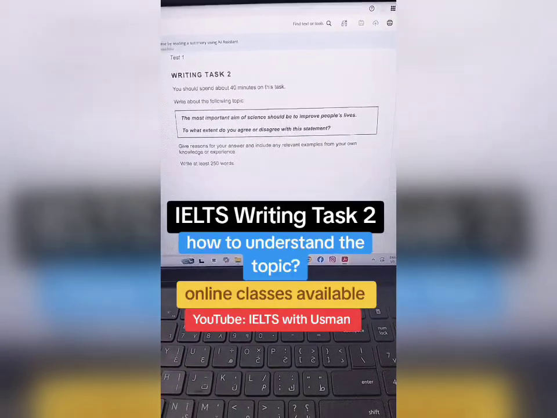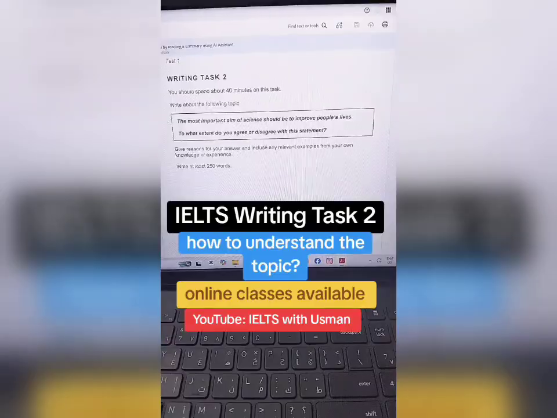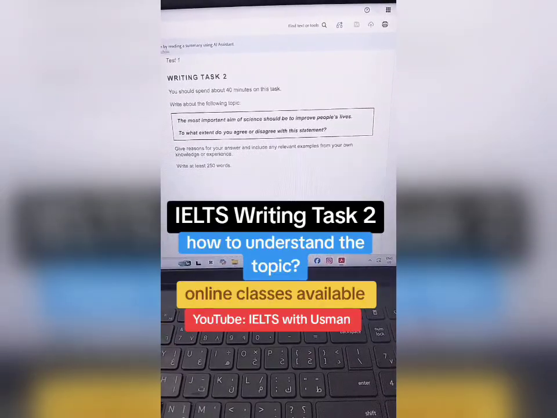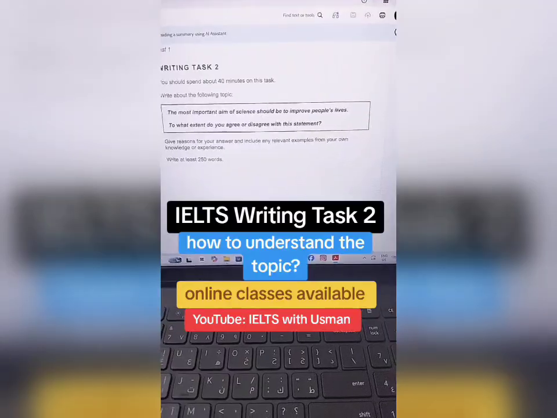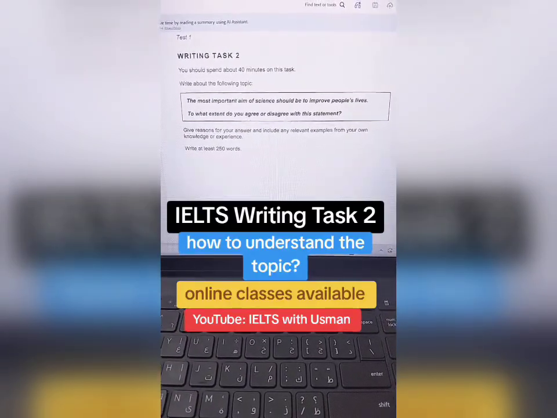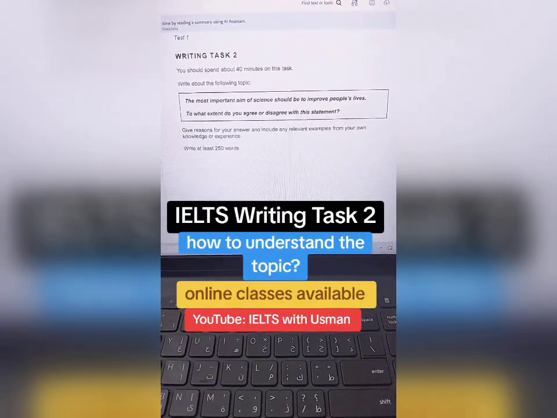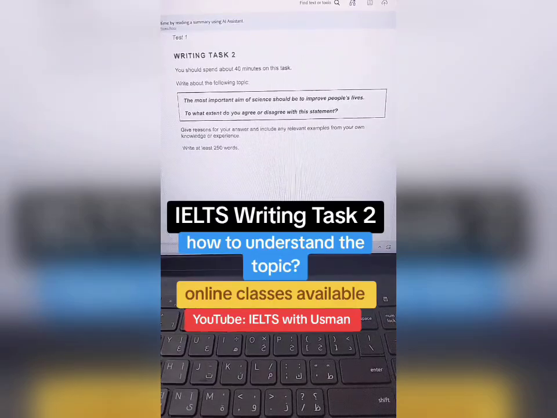So the main subject of science is human life. So you can explain this information in a way that you agree with the statement.